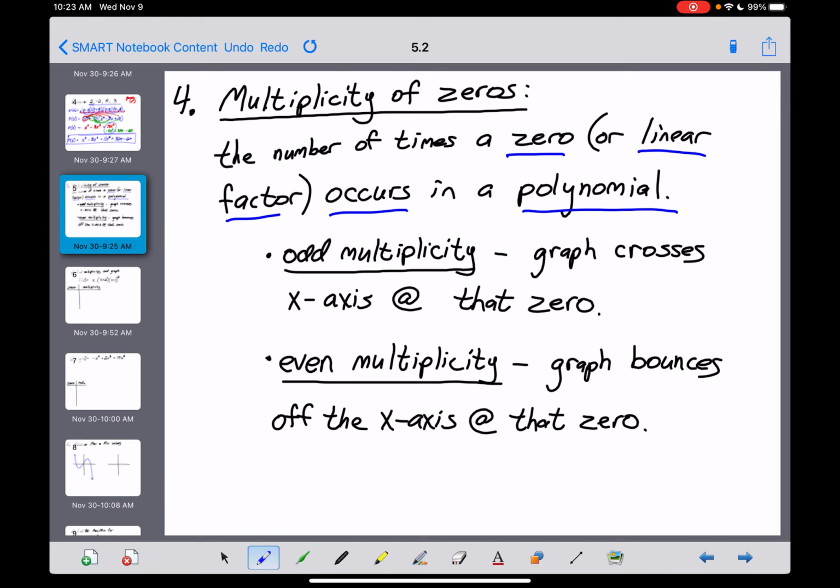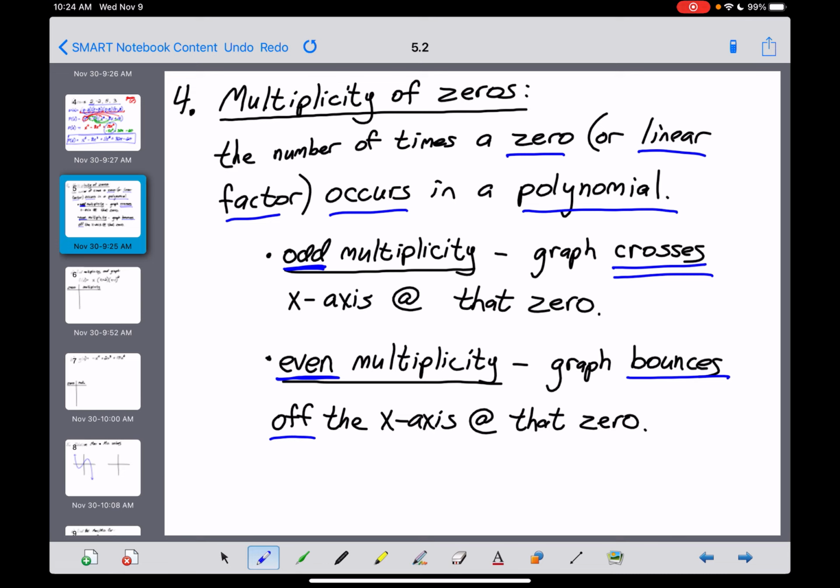So the number of times that a 0 occurs is its multiplicity. And here's a couple rules we need to know, but you'll get the hang of them pretty quick. If that multiplicity is odd, meaning 1 time or 3 times or 5 times, that means that your graph, and I want to underline this word right here, crosses the x-axis at that 0. But if your multiplicity is even, if it occurs twice or 4 times or 6 times, then we would say that your graph bounces off the x-axis at that 0.